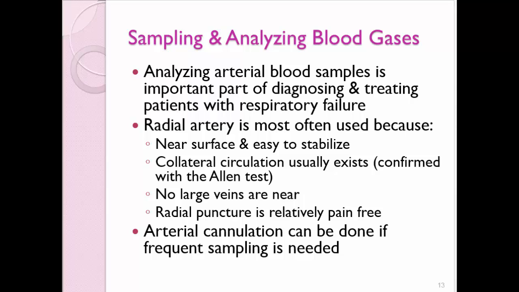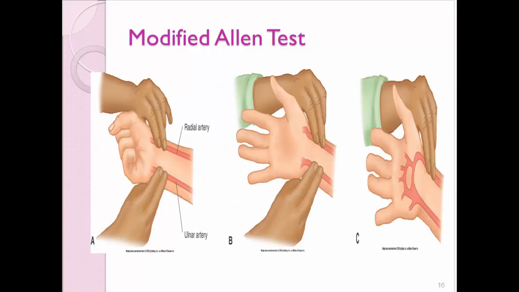Arterial cannulation can be done if frequent sampling is needed. So that's an art line. That's what they're talking about. This is the way you perform a modified Allen's test. And this is figure 18-3 on page 386.